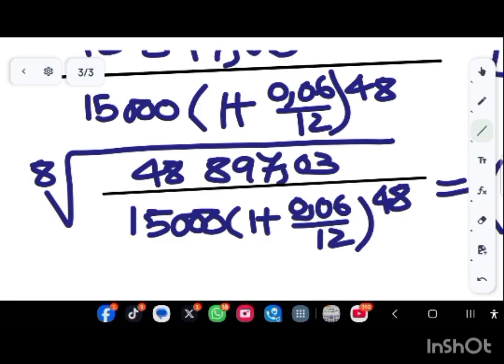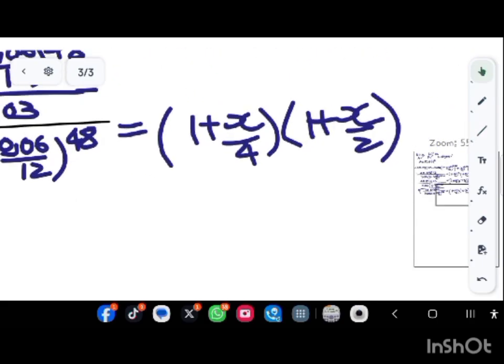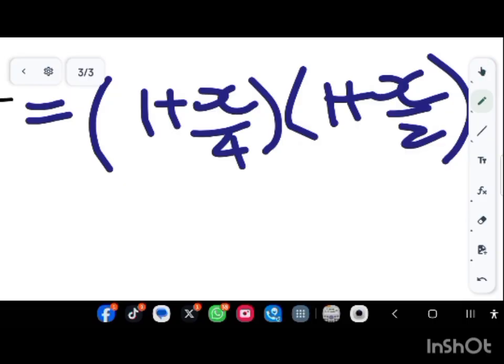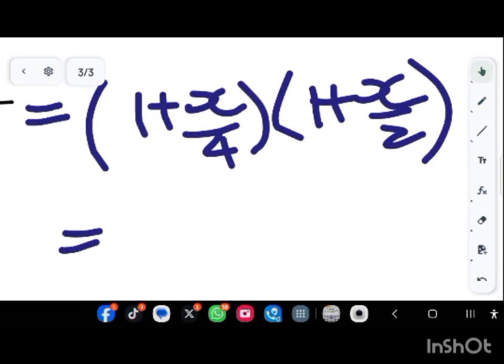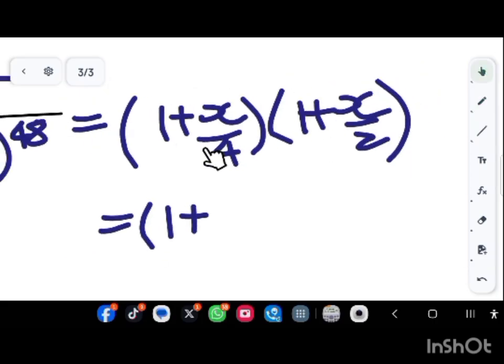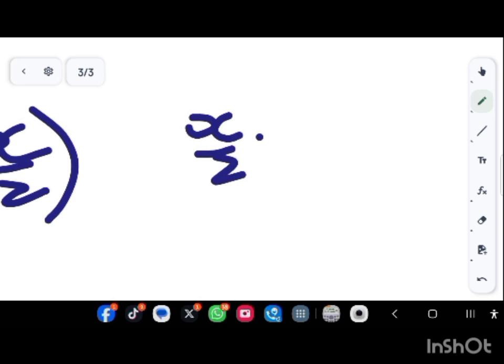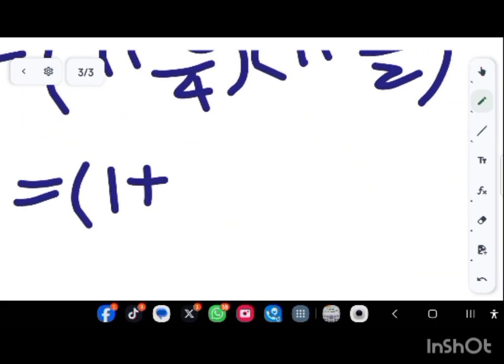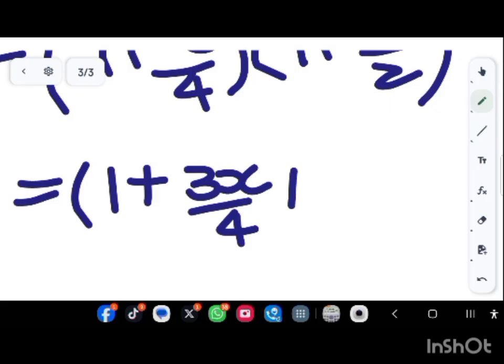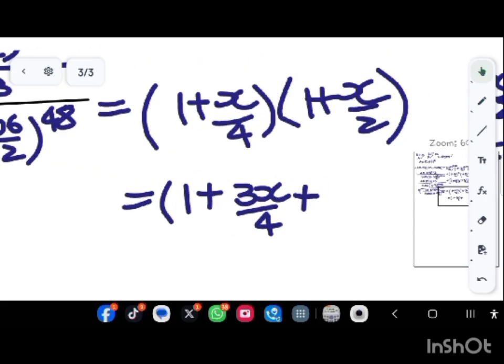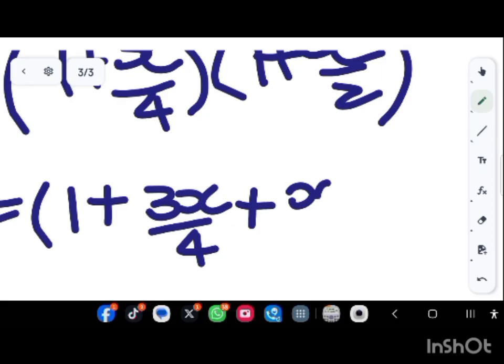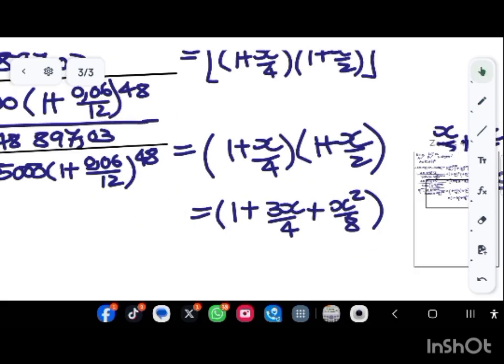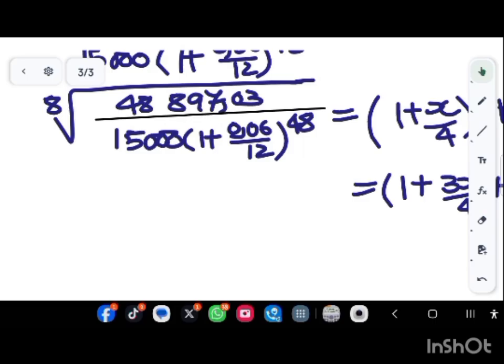All right. Now what we do next is we fix this, multiply this out. That will be 1 times 1, that will be 1, plus x over 2 plus x over 4. X over 2 plus x over 4 will give us 2x plus x, which is 3x over 4. So that will be 3x over 4, plus x over 4 times x over 2, that will be x squared over 8. That's what we have on the right hand side. And on the left hand side we have exactly this.